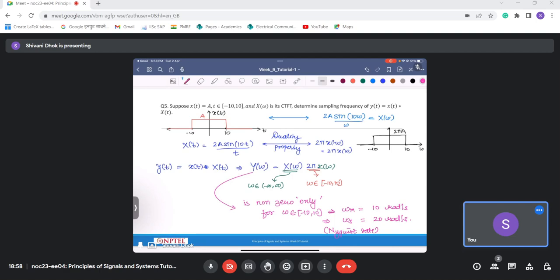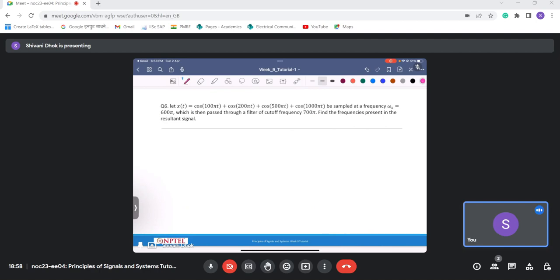Okay, fine. If it is okay, then let us go ahead and look at the sixth question, and it is the last question which we'll do which is based on sampling. What it says is, I have been given a signal x(t) which is equal to cos 100 pi t plus cos 200 pi t plus cos 500 pi t plus cos 1000 pi t, and this signal is sampled at a sampling frequency of omega s equal to 600 pi. After sampling, it is passed through a low pass filter with cutoff frequency 700 pi, and let's say it is an ideal low pass filter. Now we need to determine which frequencies are present in the resultant signal which we are obtaining after the low pass filtering operation.